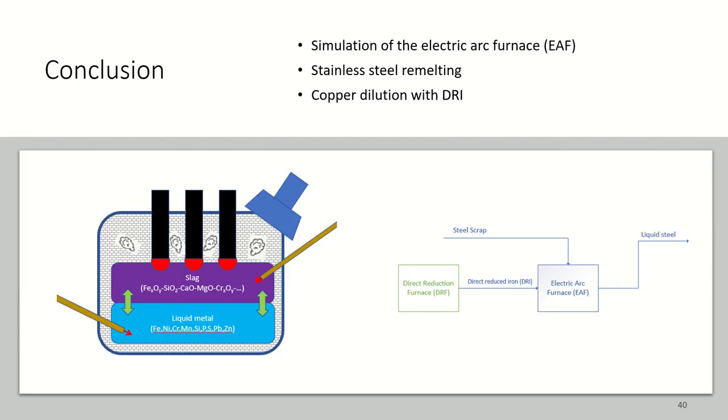So to conclude, we did a simulation of the electric arc furnace. So we did the remelting of a stainless steel with oxygen and carbon injection. Then we treated a case of old scrap with copper contamination and used direct reduced iron to do a dilution.